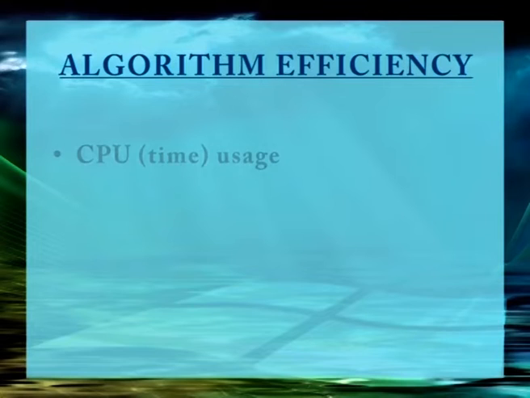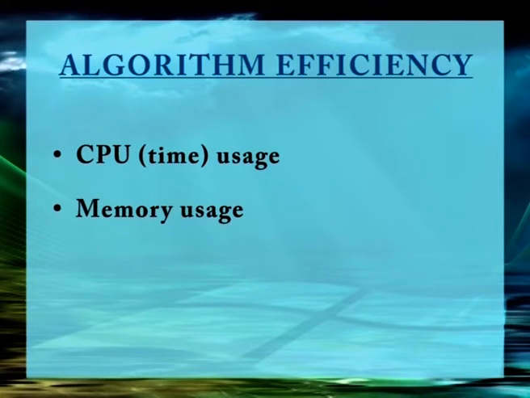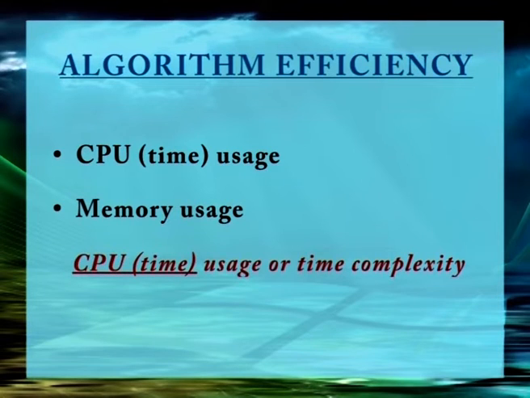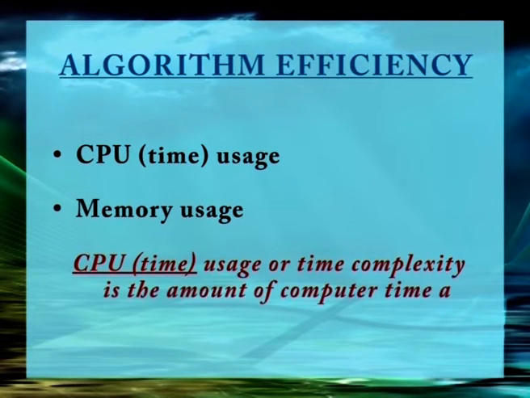When we talk about algorithm efficiency, we are mainly concerned about the following two resources. First, CPU time usage; second, memory usage. CPU or time usage, or time complexity, is the amount of compute time a program needs to run. We care about time complexity to answer the following questions.